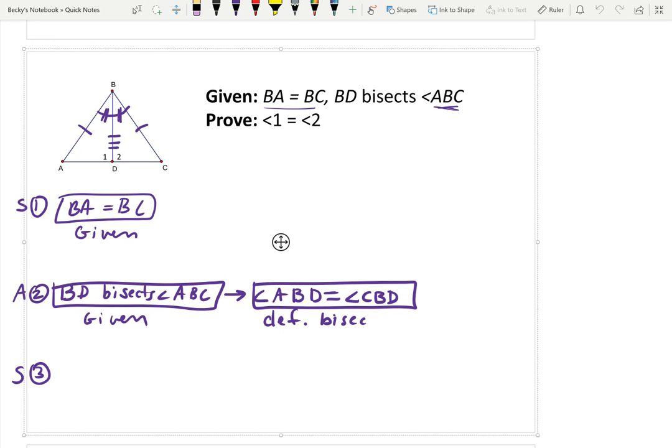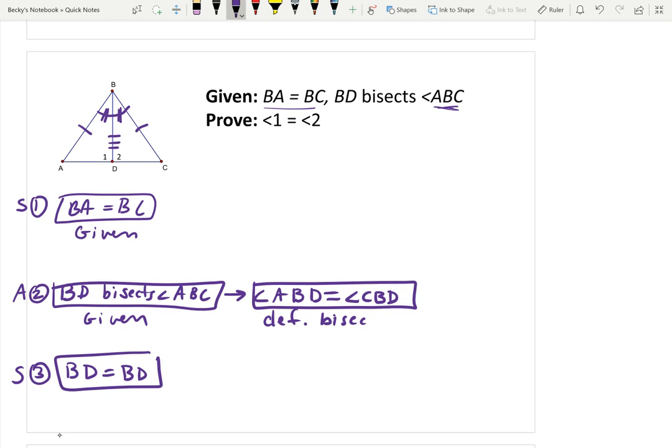Okay, now, last step, and that is the reflexive side, which we've already had a couple times already. BD is equal to BD, box it up, and this is reflexive property. All right, so I'm going to bring all three steps together.